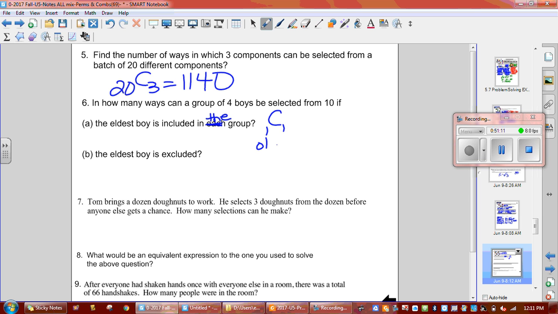The eldest boy is excluded. So now you take 1 boy out. So you have 9 boys left, but you still need to choose 4 of them. And that's going to give you 126.